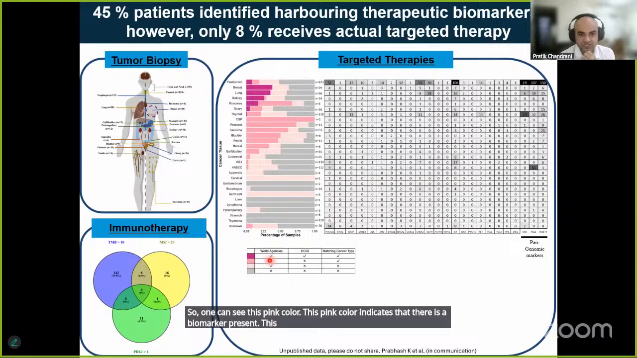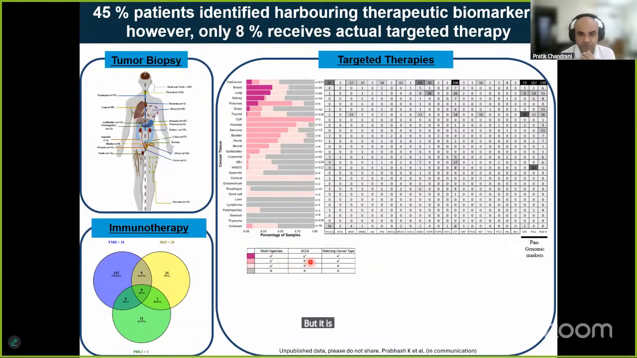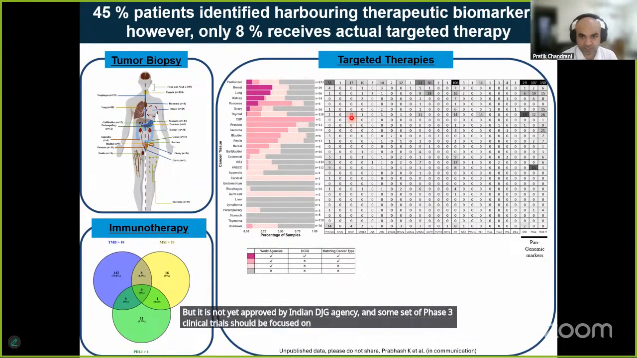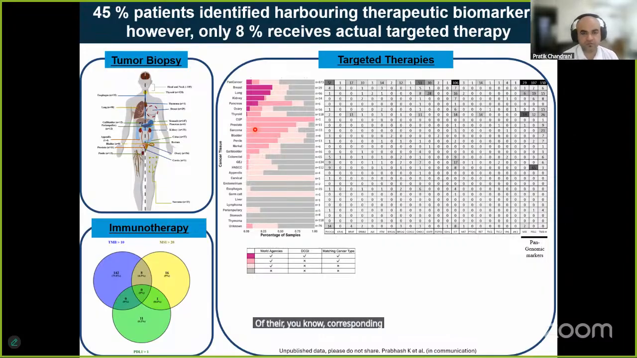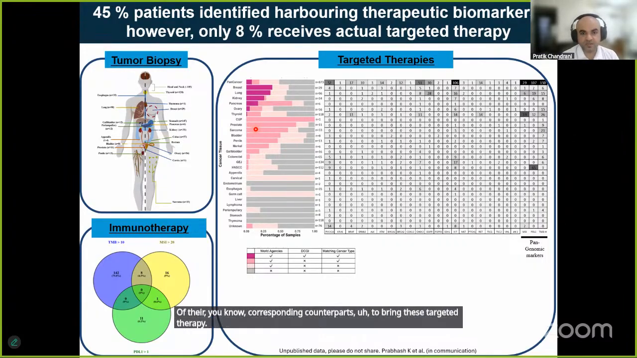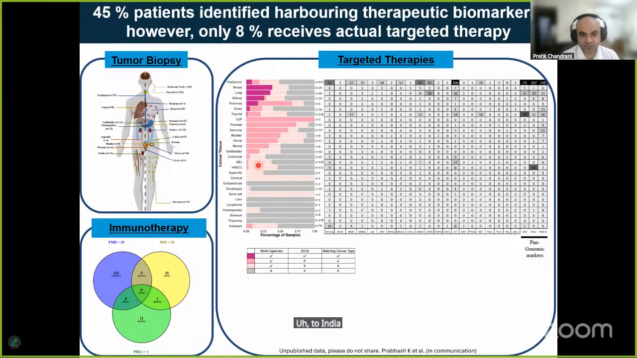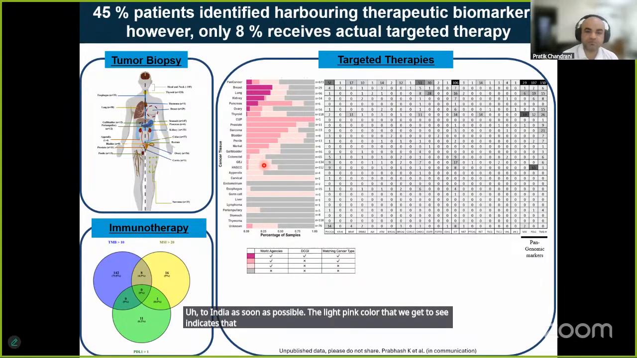This biomarker is, as per the FDA agency, approved for therapeutics, but it is not yet approved by the Indian DCGI agency. Hence, some set of phase 2, phase 3 clinical trials should be focused on all of these cancer types and the biomarkers of their corresponding counterparts to bring this targeted therapy to India as soon as possible. The light pink color indicates that there is some drug approval available at the international level in the same gene, but not for the same mutation that we have observed in the Indian patient.